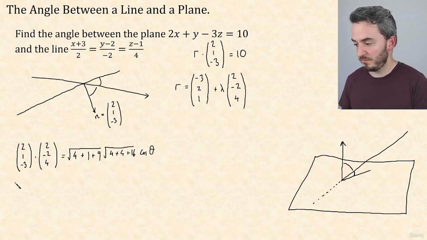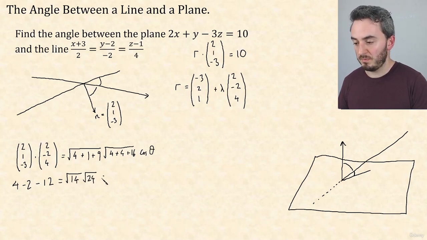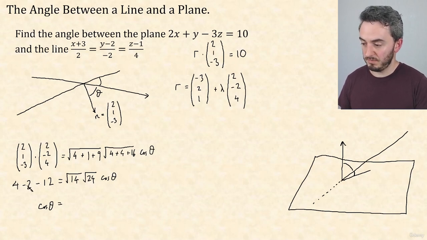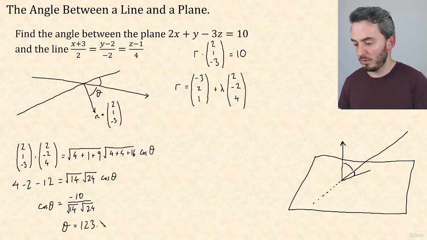So we'll work out the dot product here. 2 times 2 is 4. 1 times negative 2 is minus 2, and minus 3 times 4 is minus 12. That equals the square root of 14 multiplied by the square root of 24 multiplied by cos theta. And our theta is this one here. So cos theta is equal to, what have we got over here? 4 minus 2 is 2, minus 12 is minus 10, divided by root 14, root 24. So that means that theta is 123.1.